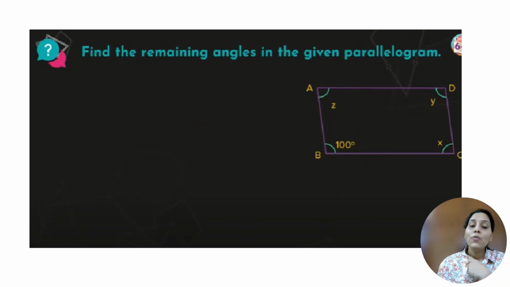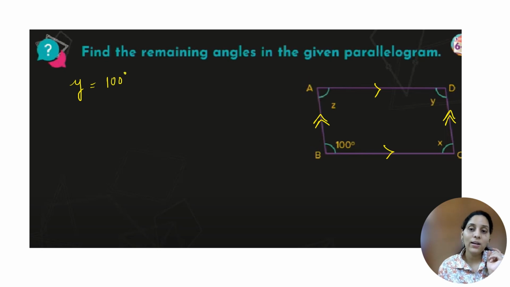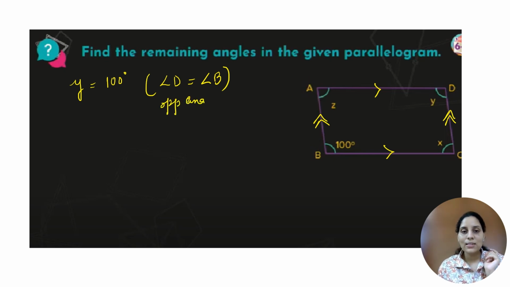Next one. Find the remaining angles in a given parallelogram. Firstly, what are the properties of a parallelogram? Opposite sides are parallel and equal. Also, opposite angles are equal. So from this I can write y is equal to 100, because angle D and angle B are equal. Opposite angles are equal in a parallelogram.